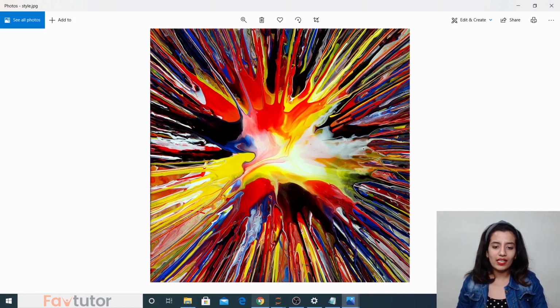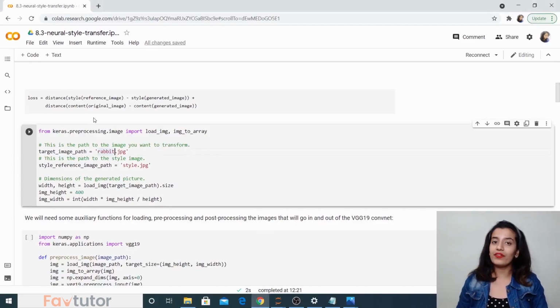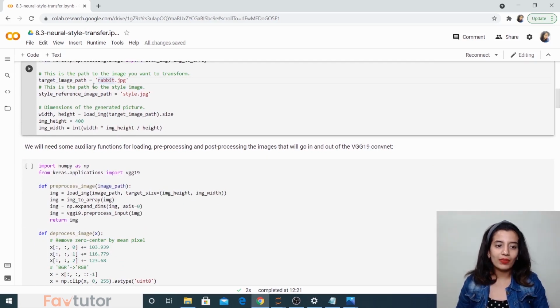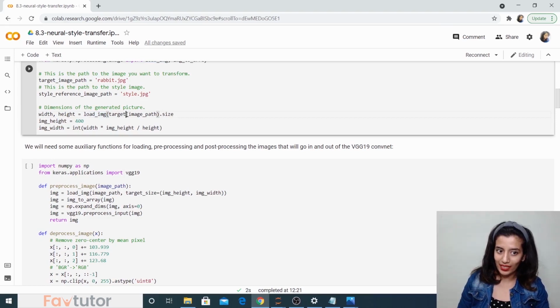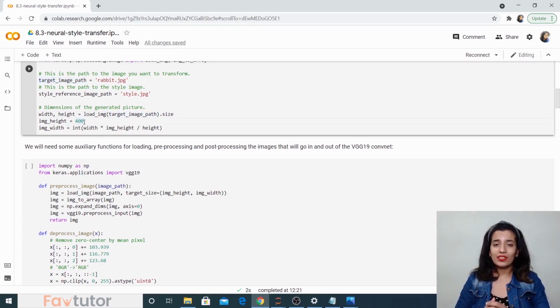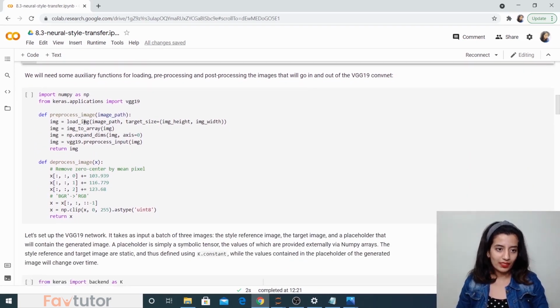Now let us understand the code we need to follow, and we will walk through all the coding here. You can see that I am loading the images. I am making the width of both images uniform, at 400 pixels. Basically I am making the content image and the target image the same dimensions, with the height also 400 pixels.